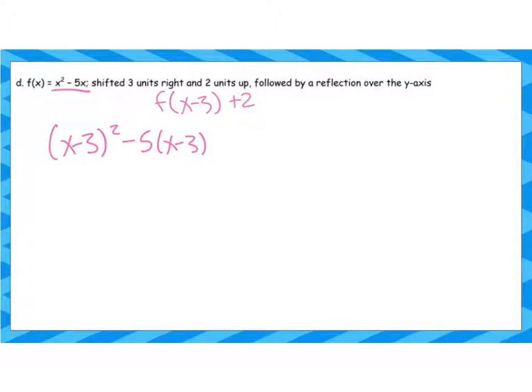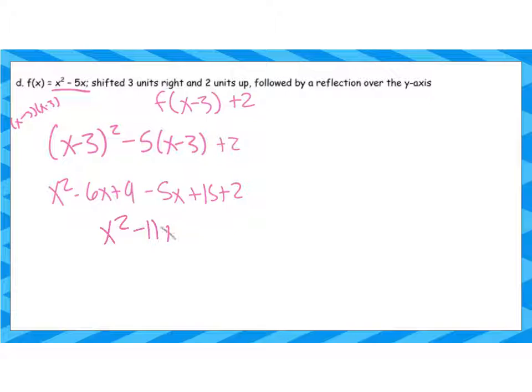Plus 2 means I just take that whole function and add 2 at the end. Well, now I'm going to go ahead and FOIL this out. Remember, x minus 3 squared means x minus 3 times x minus 3. So that's x squared minus 6x plus 9 minus 5x plus 15 plus 2, which all simplifies to x squared minus 11x plus 26.